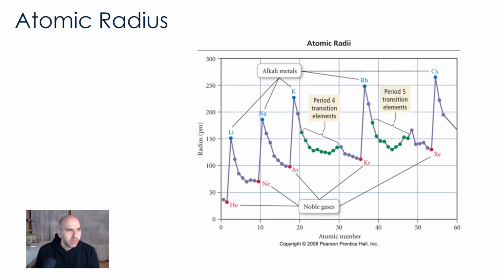So if we look across this, what we see is overall atoms get bigger as atomic number goes up, but it's not a straight line. So let's take the case of starting way over here. This would be hydrogen, the first element. And hydrogen is actually a little bit bigger than helium. And we're going to talk about why that is in a minute.